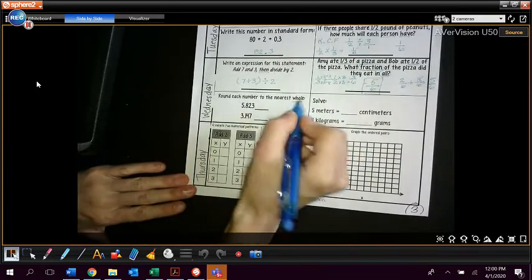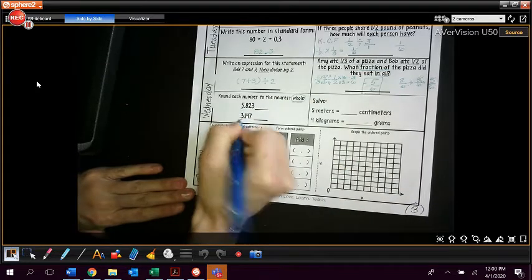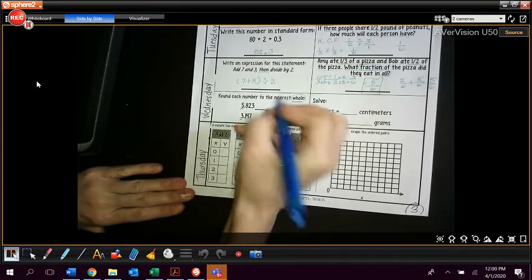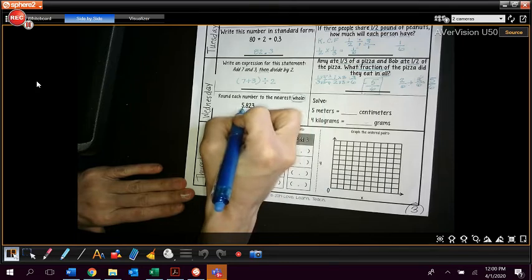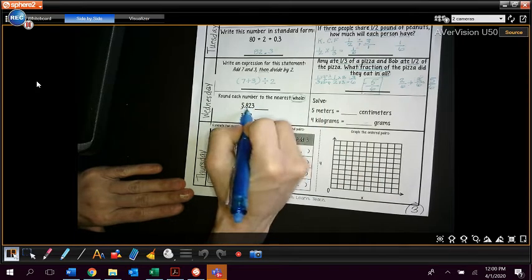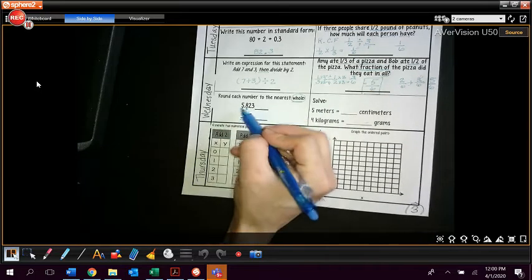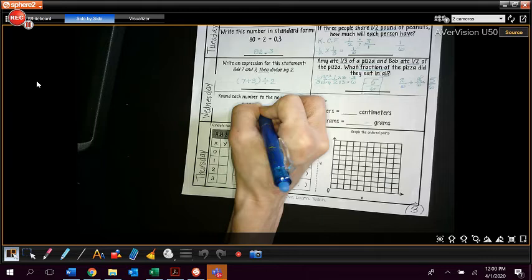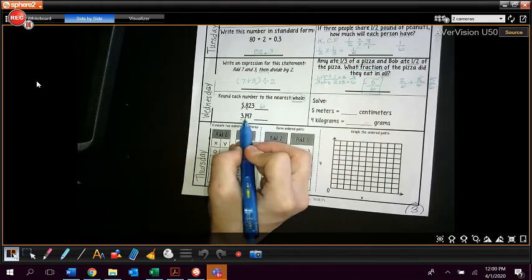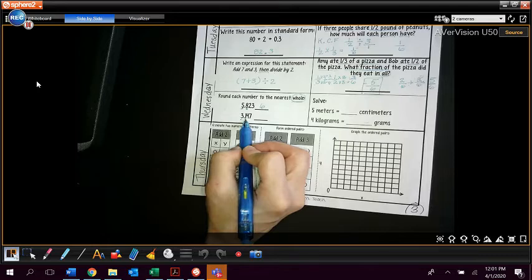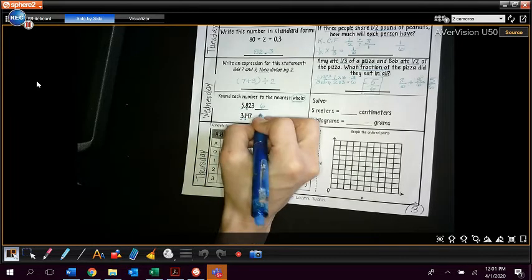Round each number to the nearest whole. Remember, here our whole is this number right here. So this one would be 6, because we're always going to look at our helping number, which is this one right here. So 8, remember, if it is 5 or over, then we round to the next number, so the next number would be 6. And if it's less than 5, that means it stays the same. It will not change. So the nearest whole here would be 3.